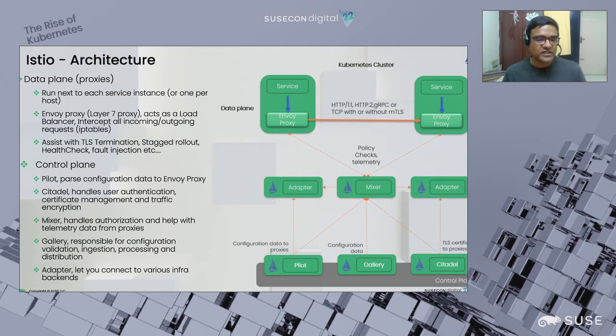On the control plane side, it basically gives us the ability to configure the service-level configurations like routing, fault injection, and certificate management to handle the security aspects. It also gives us the ability to have authentication and authorization through its components. So that's the typical high-level Istio architecture.